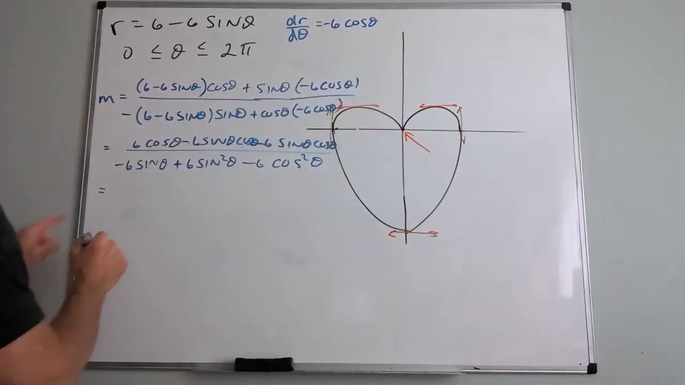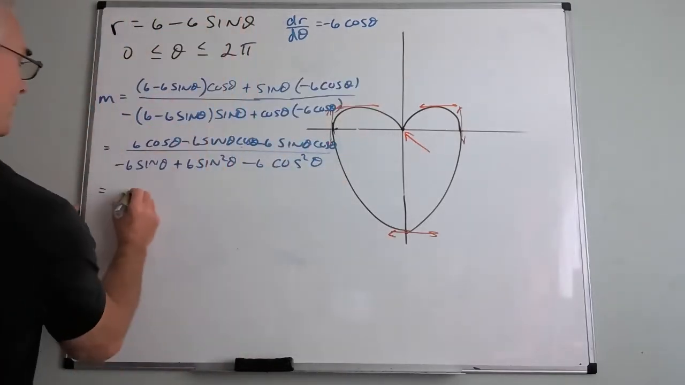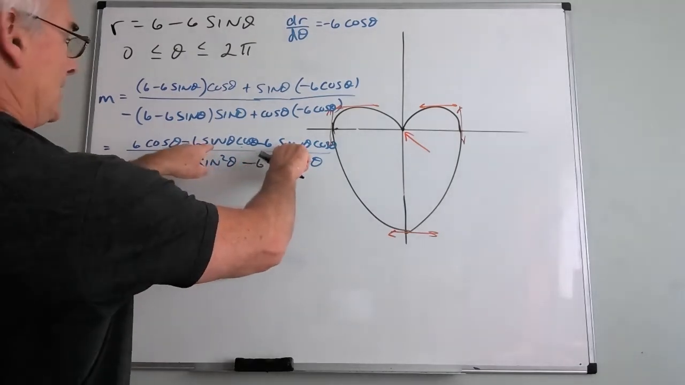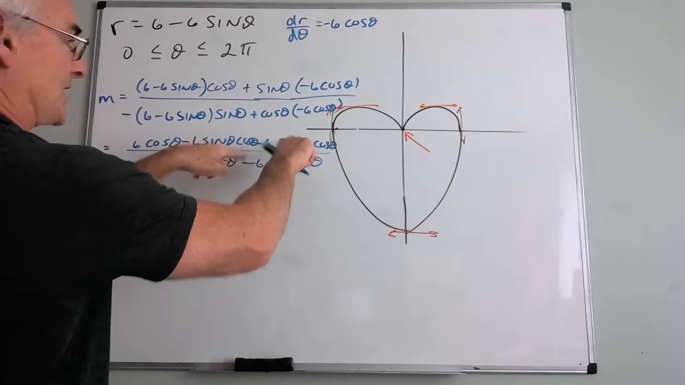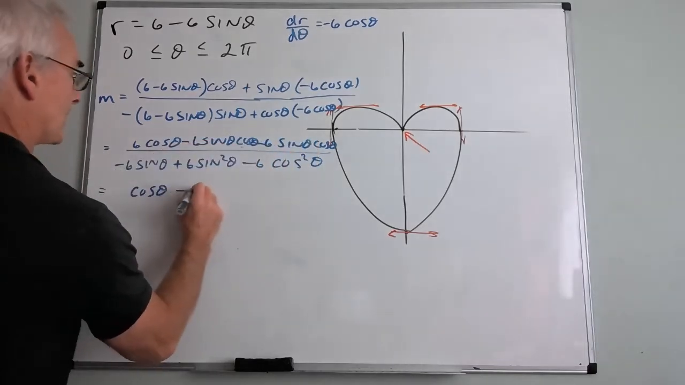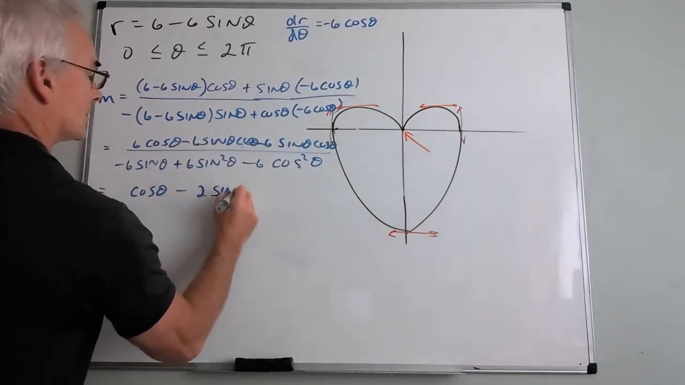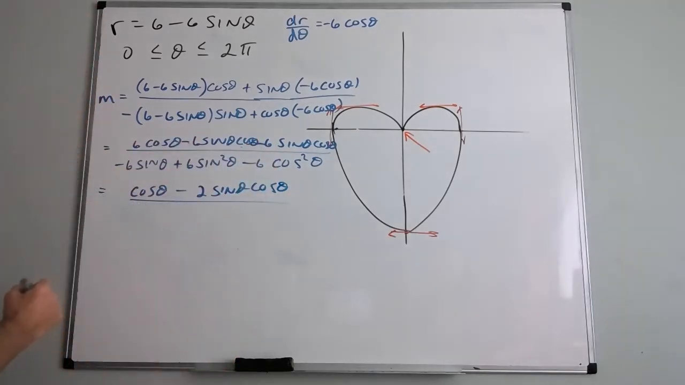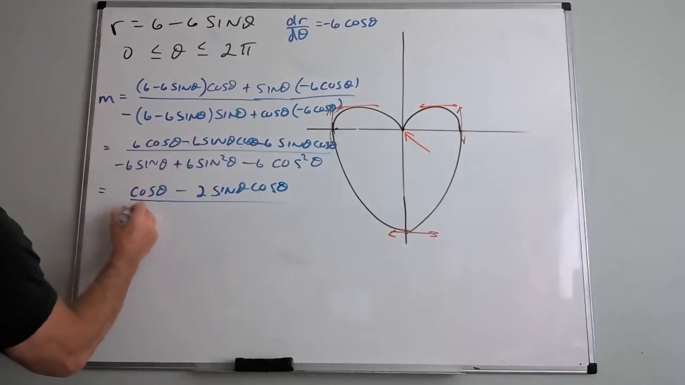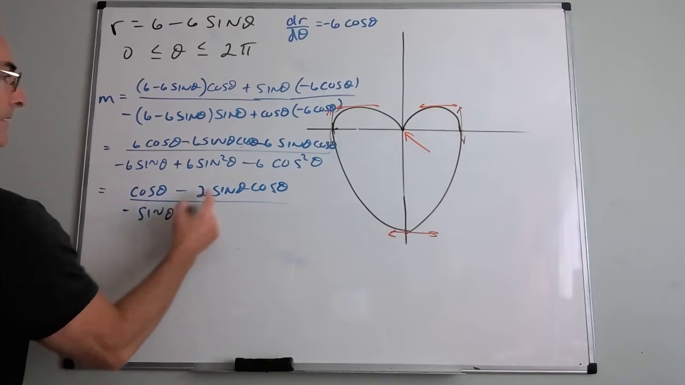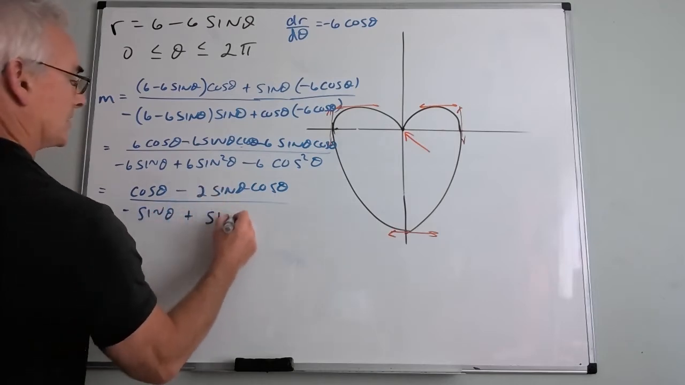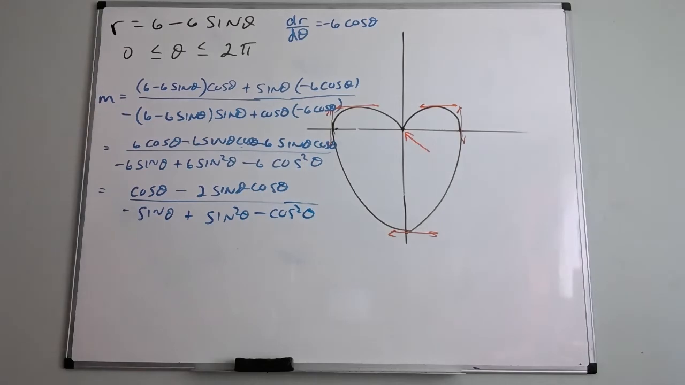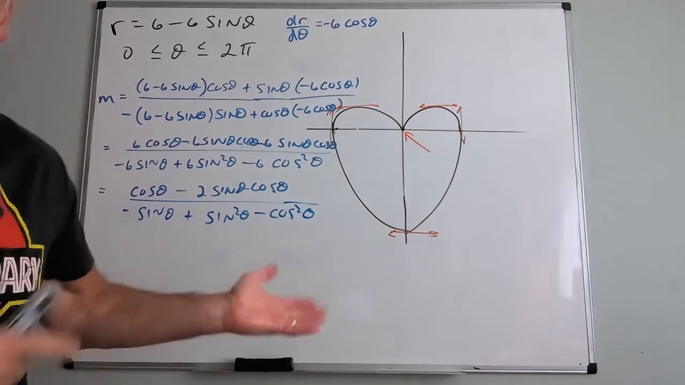So now on the top, I'm going to get rid of all the 6s. So on the top, I now have cos theta, but there's 2 of them here. Agreed? -6 cos, -6 cos. So when I get rid of that, I'm going to have -2 sine theta cos theta, because right now it would technically be 12. On the bottom, I'm going to have negative sine theta, and then here plus sine squared theta minus cos squared theta. Okay, so right now, that's what I got.